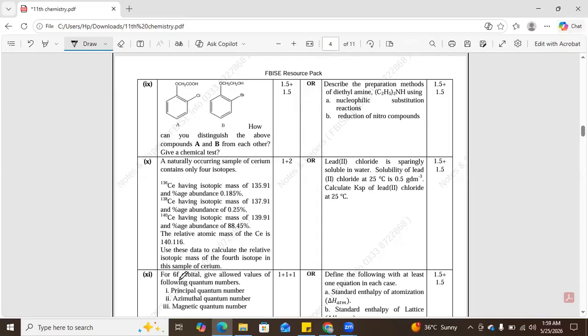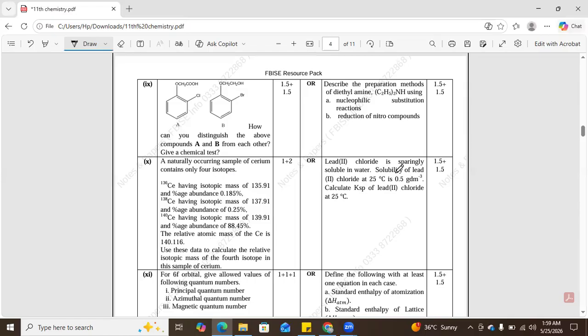Number 10 is, a naturally occurring sample of cerium contains only 4 isotopes. These are the 4 isotopes of cerium. They have mentioned the isotopic mass and percentage abundance. So what you have to calculate here: the relative atomic mass of cerium is this. Use these data to calculate the relative isotopic mass of the 4th isotope in this sample of cerium. They have given you the 3, you have to calculate the 4th one.